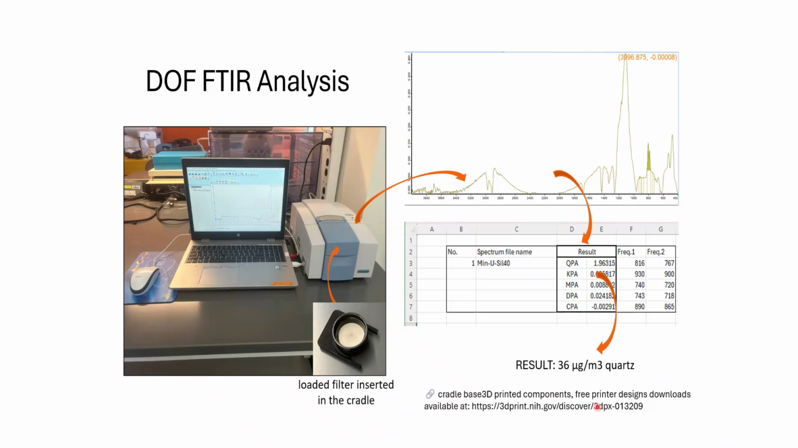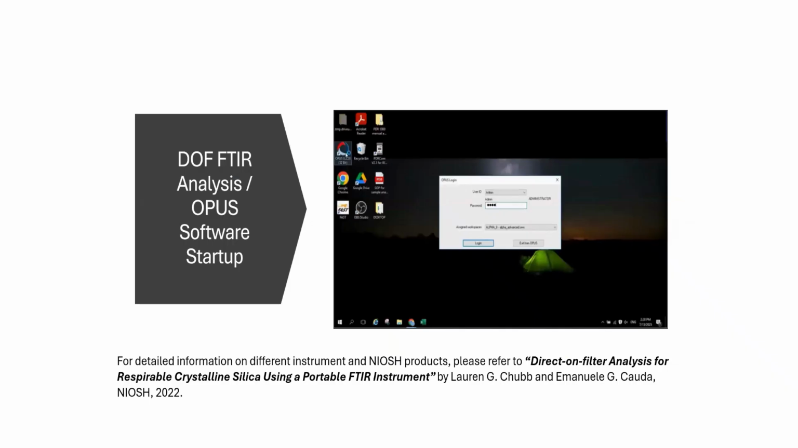And also NIOSH has developed free software for coal mine samples called the Field Analysis of Silica tool, known as FAST, for simple processing of the OPUS spectral data to yield a quartz mass value. Since it is not meant for non-coal mines, we will not go over that in this presentation. Here's a video showing how to go through the OPUS procedure.